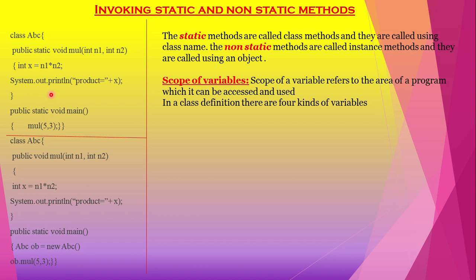See this one, how this can be called: static void. Here also static, so there is no problem. Static and static, so you can call this one directly. Now here static is absent, so how can you call this method from the static one? That's why the object is created and you are calling ob.mul. This I have explained in the previous slide.